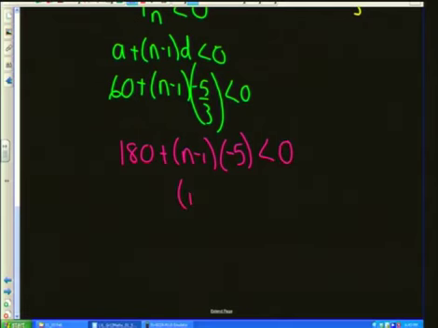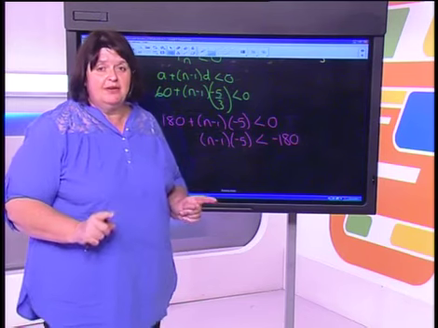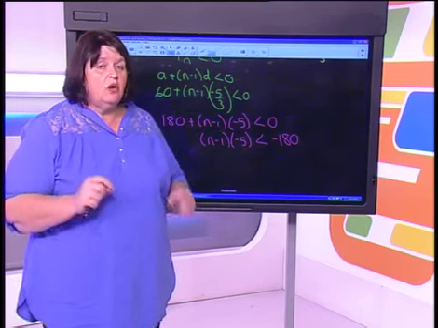So what have I got? I've got n minus 1 times minus 5, and I'm going to bring this over as minus 180. Now, this is a great opportunity, because if I divide both sides of an inequality by a negative number, we know that the inequality reverses.